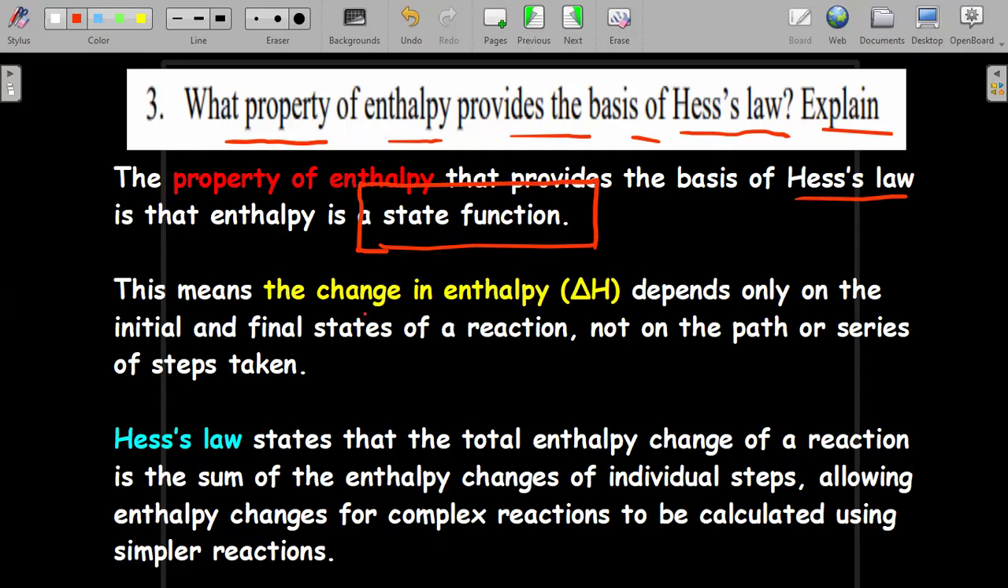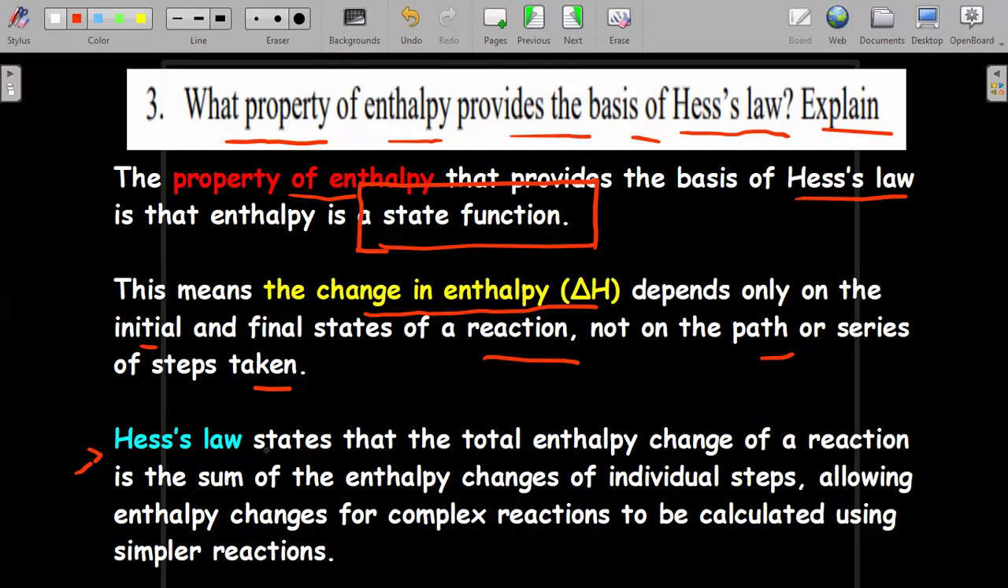Okay, it means that the change in enthalpy depends only on the initial and final states of a reaction, and not on the path or the series of steps taken to reach that final state. So we can even state what Hess's law states here.